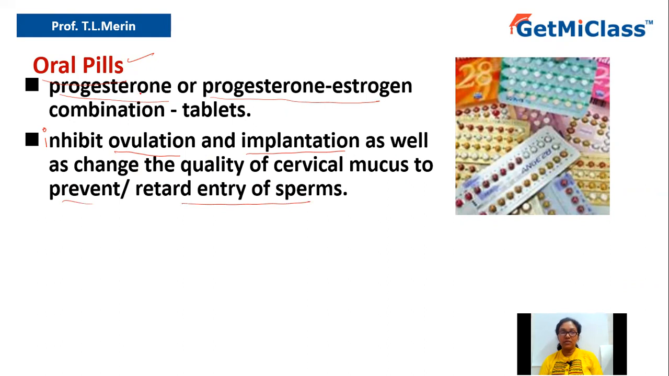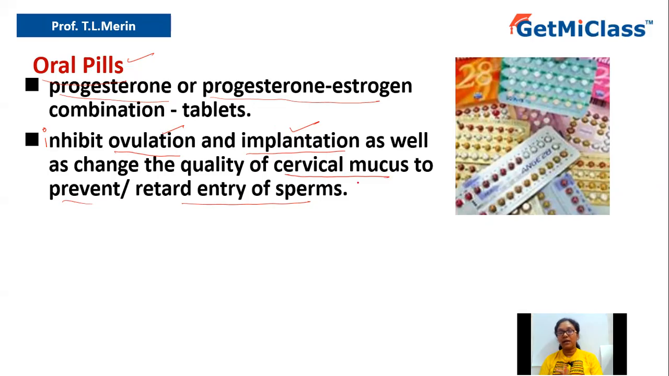So these hormones, that is progesterone or a combination of progesterone and estrogen, what do they do? First of all, they inhibit ovulation. Then they can also inhibit implantation. Even if there is ovulation, even if there is fertilization, the embryo has to be implanted in the uterus, right? The endometrium wall. These hormones also have the capacity to thicken the cervical mucus.